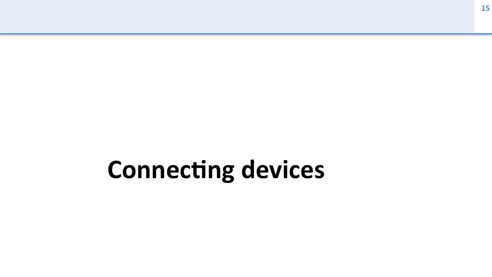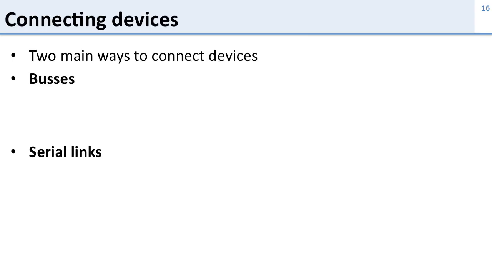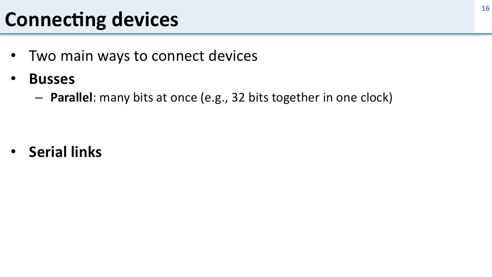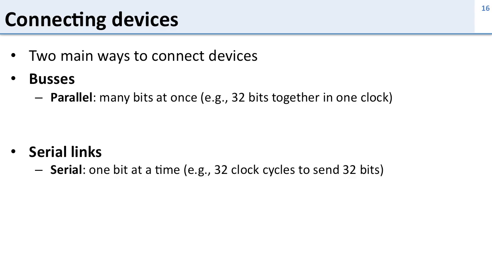Now let's discuss how you connect devices up to the computer. There are two main ways to connect devices, and that's using buses or serial links. Buses are parallel, that is, they have many bits at once. So you have 32 wires, for example, and you can send 32 bits together in one clock signal. Serial links, on the other hand, send one bit at a time. So if I want to send 32 bits, I need 32 clock cycles to send 32 bits.